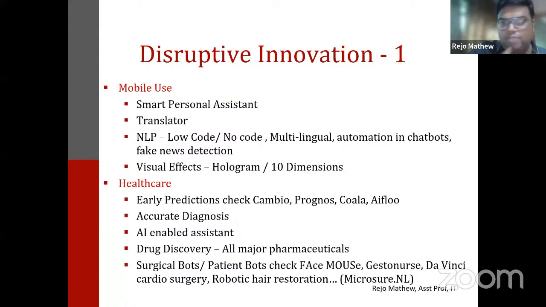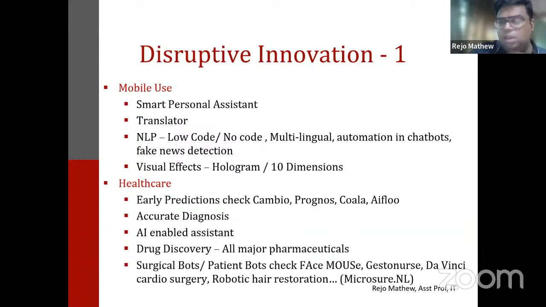Okay, and finally we have healthcare. In healthcare, there are huge examples. You can see how AI has changed healthcare. Healthcare is a domain where AI is being constantly researched, because right now we are just coming out of the pandemic, and the pandemic has given a huge boost to AI in healthcare. So early predictions, there are a lot of companies. I've just listed a few companies which are working in AI in healthcare.